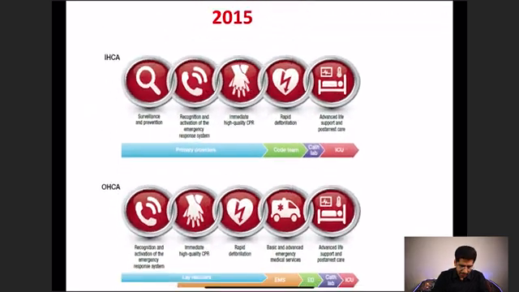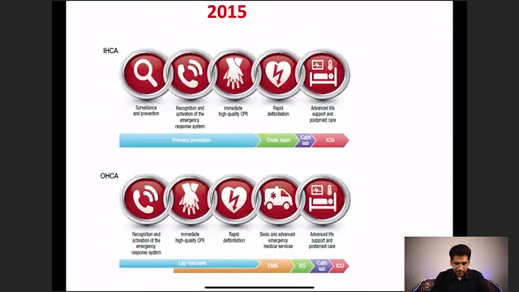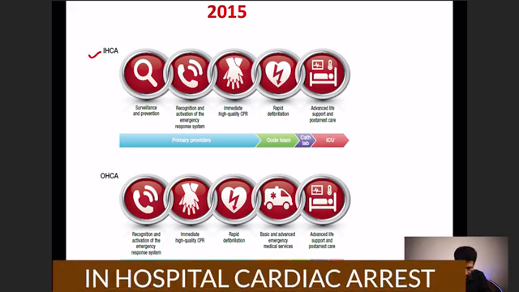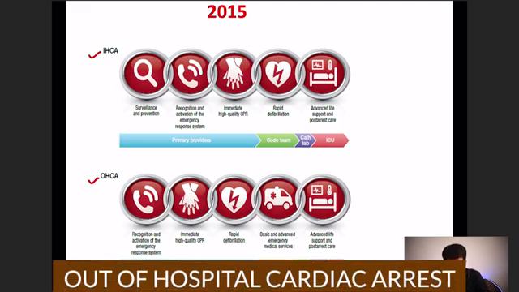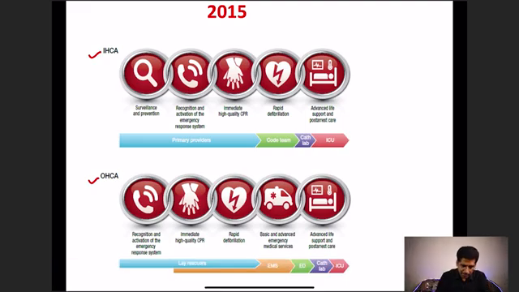If you can see on the screen, IHCA stands for in-hospital cardiac arrest, whereas OHCA stands for out-of-hospital cardiac arrest. Now the 5 links were surveillance and prevention, early recognition and activation of emergency services, immediate high quality CPR, rapid defibrillation, and advanced life support and post cardiac arrest care. This was the chain of survival for IHCA patients.